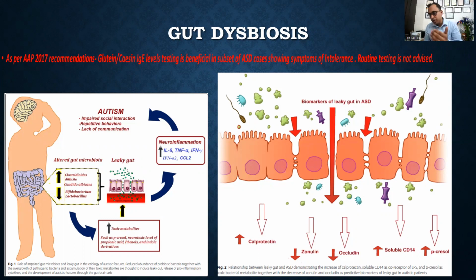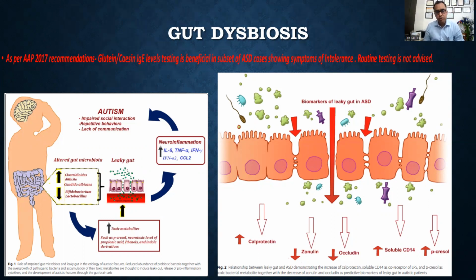Occludin and some of the other markers have been studied, but in India I don't think they have been doing them. Calprotectin levels will be increased, whereas zonulin levels will be decreased in a child suspected with a leaky gut, which can be a very good biomarker. Zonulin is more sensitive compared to calprotectin, because calprotectin is a more specific marker for inflammatory bowel disease. It can be raised in Crohn's and any other inflammatory conditions. But zonulin is more sensitive and specific towards leaky gut in ASD. Calprotectin can also give us a valuable biomarker test.